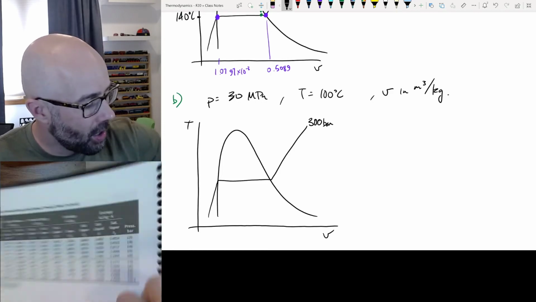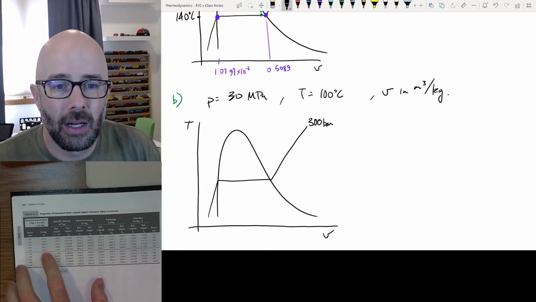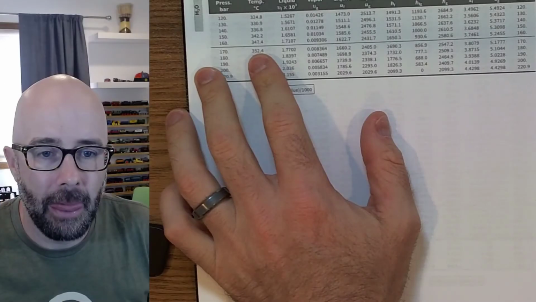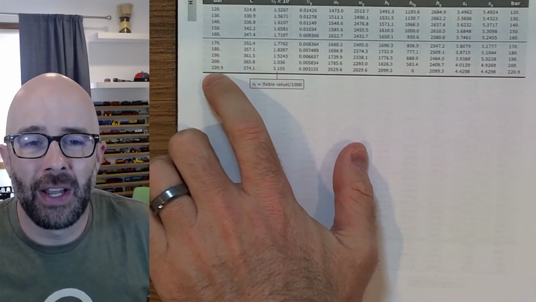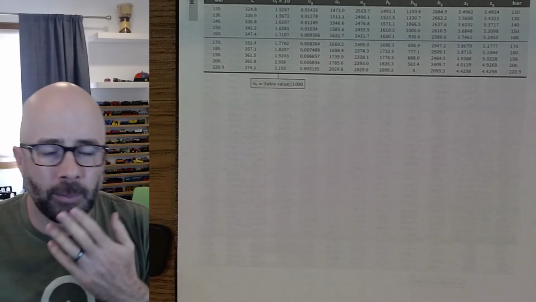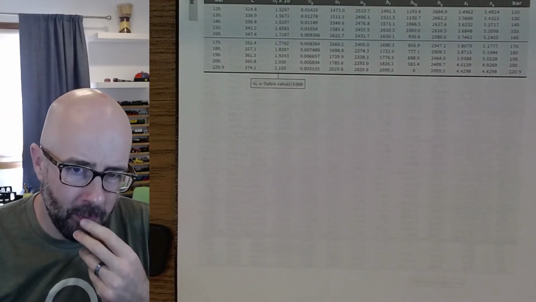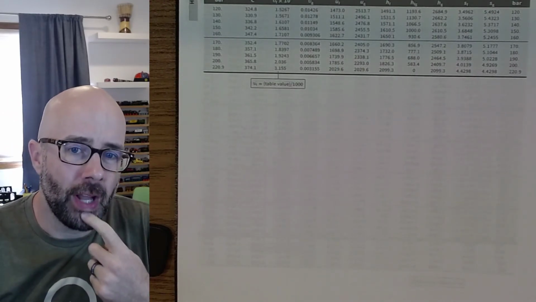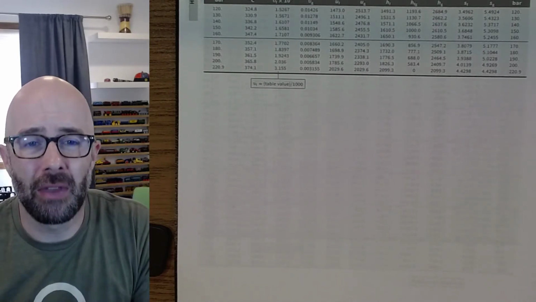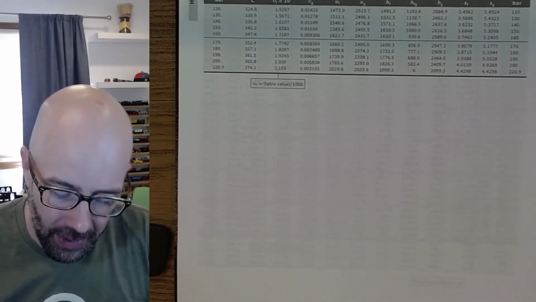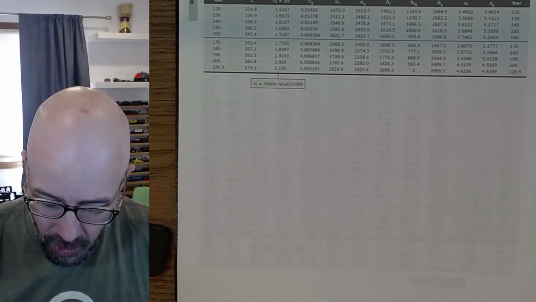Going on here. Oh no, we have a problem here. There is not a 300 bar entry. A lot of people say automatically, well, it's too high, it's above this, it's got to be a vapor. Okay, that's not actually true in this case, and let's prove why that's not true.